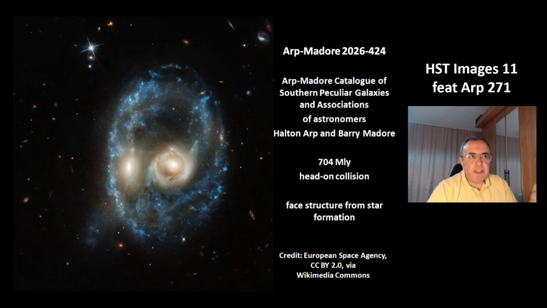This is Arp-Madore 2026424. Arp-Madore is a catalog of southern peculiar galaxies and associations that was made by astronomers Halton Arp and Barry Madore. This galaxy pair is at a distance of 704 million light years. We can see a head-on collision. And again, this phase structure comes from the star formation, which was triggered by the merger of the two galaxies.